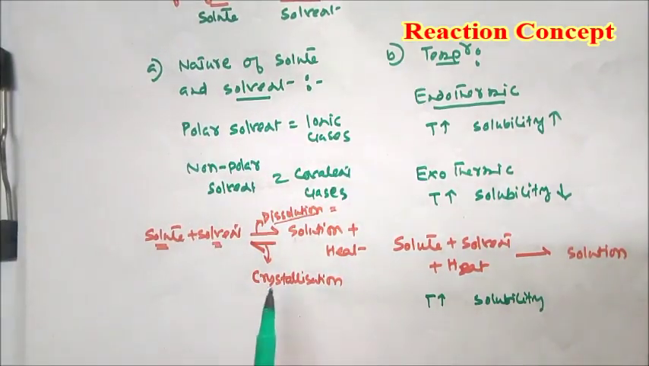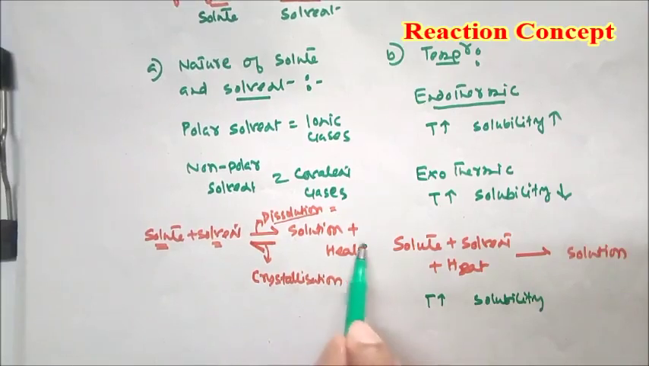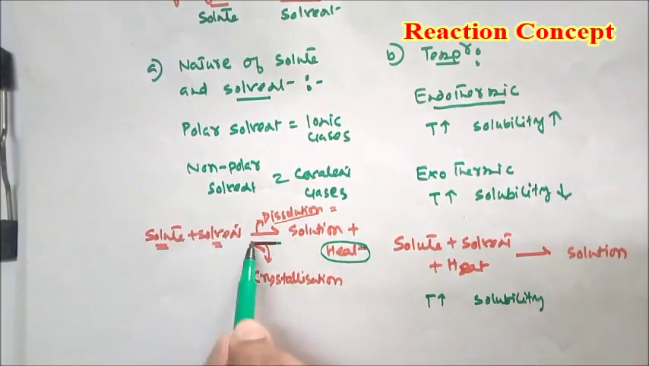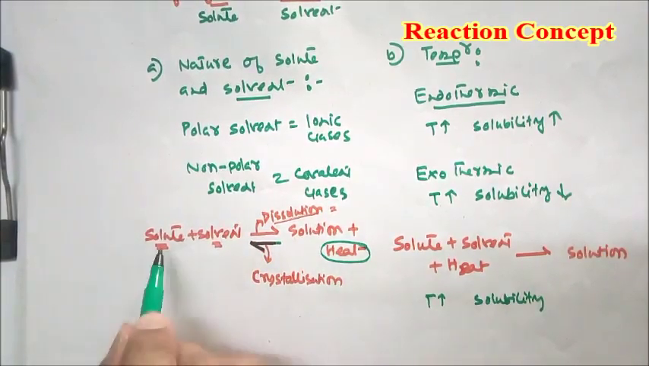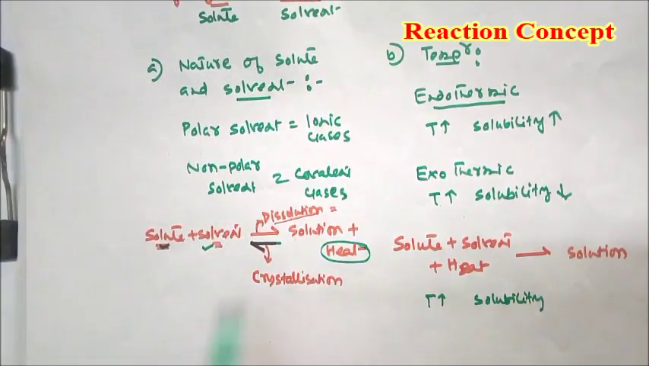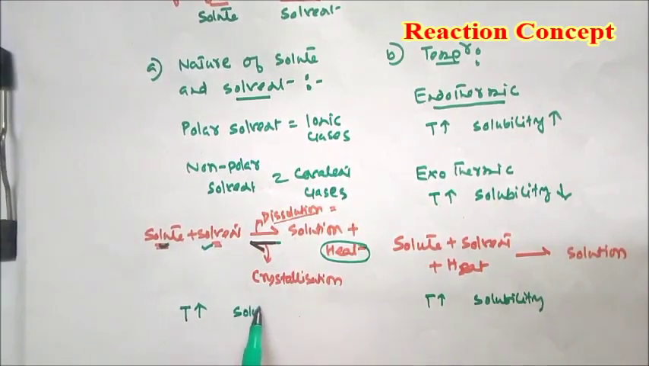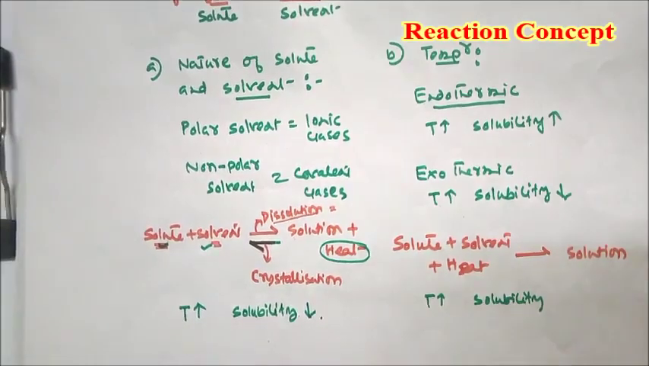Therefore, in case of exothermic process, if we increase the heat, then the backward reaction will speed up and it will give rise to the solute and solvent. So we can say in case of exothermic process, if we increase the temperature, then it lowers the rate of the forward reaction. Therefore, solubility of the solute in the solvent will decrease.